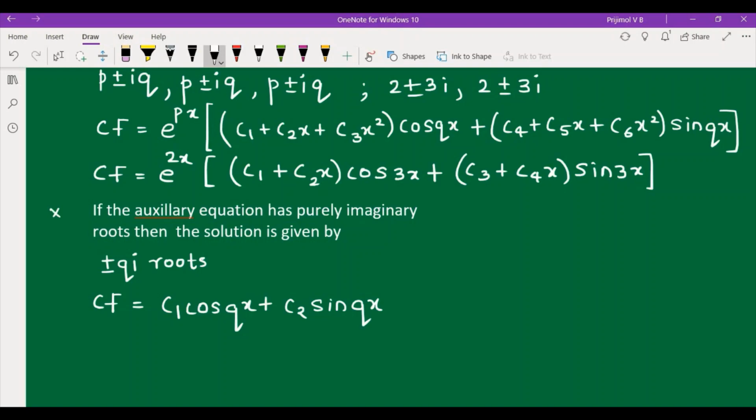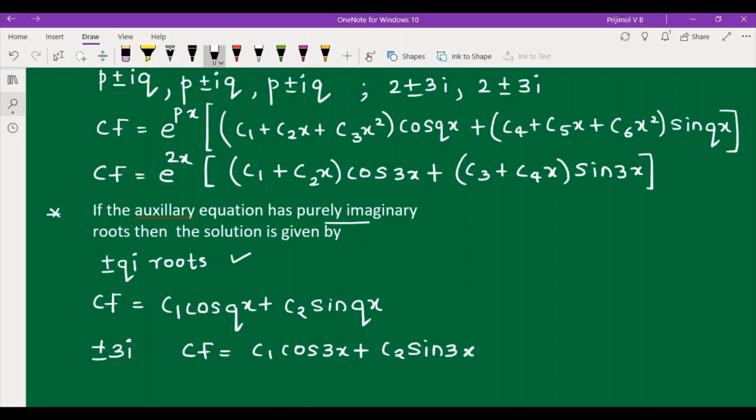Let me tell you what happens if you have purely imaginary roots. If you have purely imaginary roots, say plus or minus qi, then there is no exponential term, only cos and sin terms will be there, c1 cos qx plus c2 sin qx. Say for an example, I have the root as plus or minus 3i. So the complementary function will be c1 cos 3x plus c2 sin 3x.